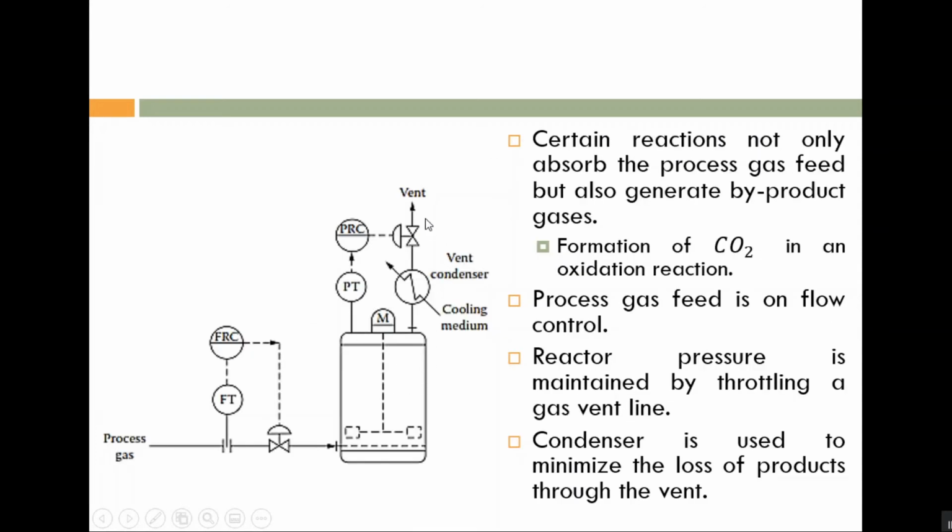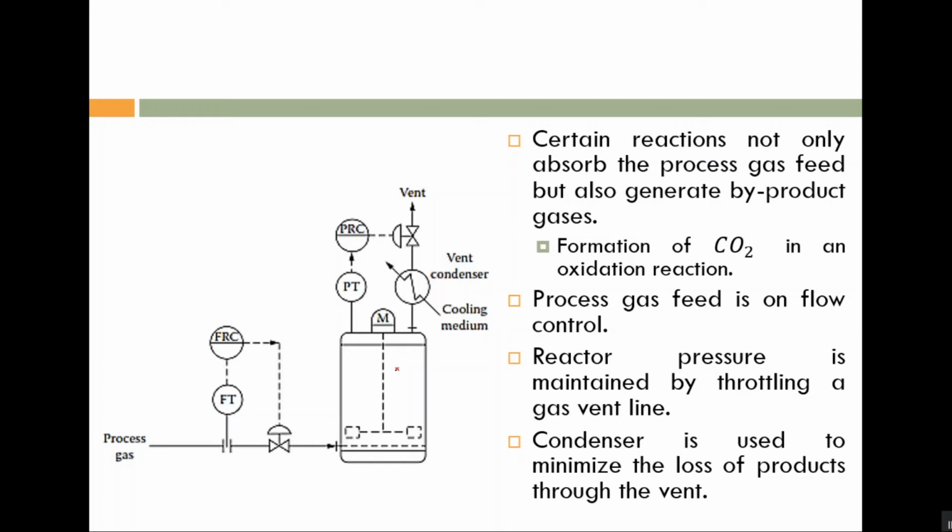So this control scheme is used if the process is producing byproduct gases. Please note down this diagram. Now, how are we controlling that? That's the question. Definitely a pressure is generated here. Pressure is developed here.